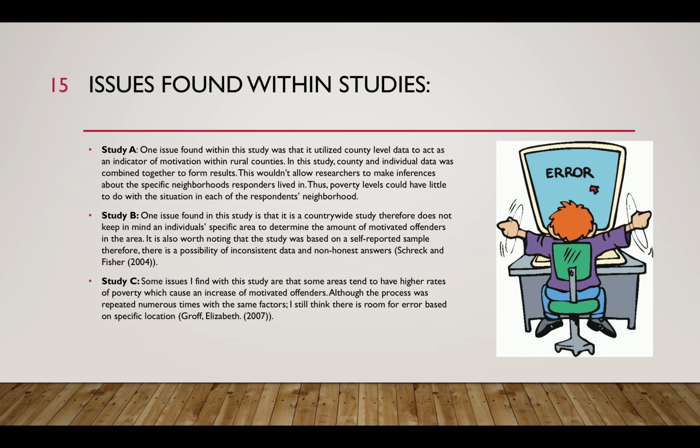Some issues with study C that I found are that some areas that you converge to have higher rates of poverty, therefore an increase of motivated offenders. Also, I think there's room for error based on the fact that the process was repeated numerous times with the same factors. So I think that's worth noting.